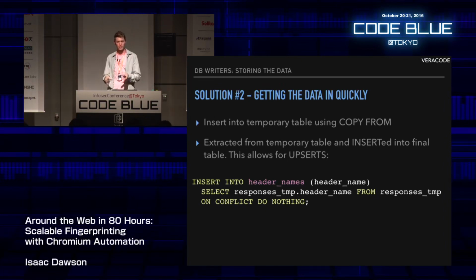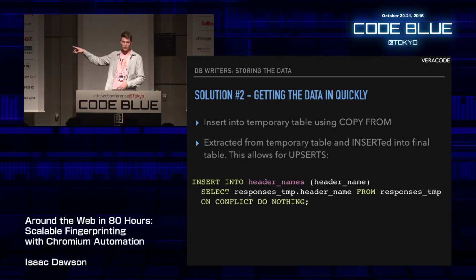And I use a statement called copy from, which is very, very fast. You can take 1 million records and insert them into a database table in under a second. The problem is copy from does not have some features that are important to me, namely upserts. So once I created these temporary tables, I would take the batch data, put it in there, and then use another feature of Postgres where you can select from a table and insert that data into another table. So here I would do insert into header names, select the responses temp header name values, and insert them into the header names table. So that's its final destination.